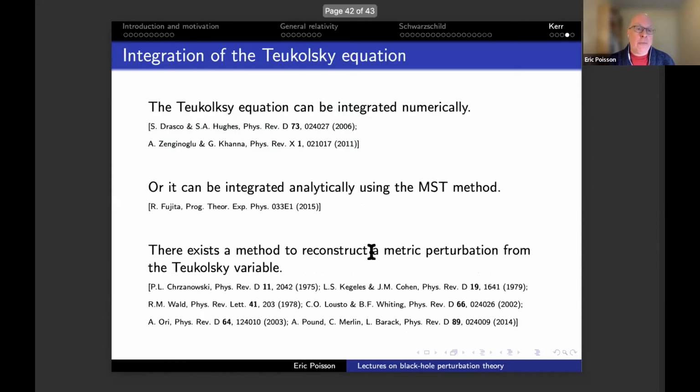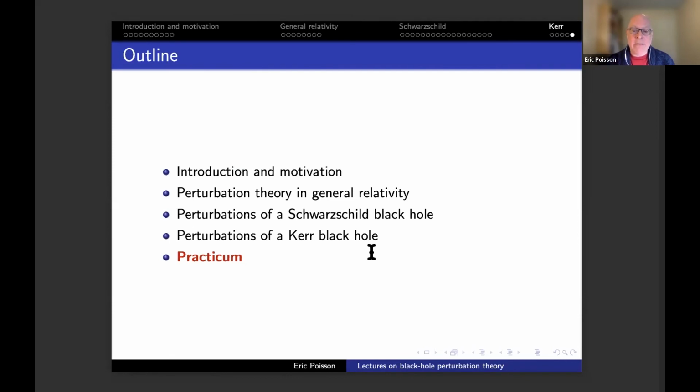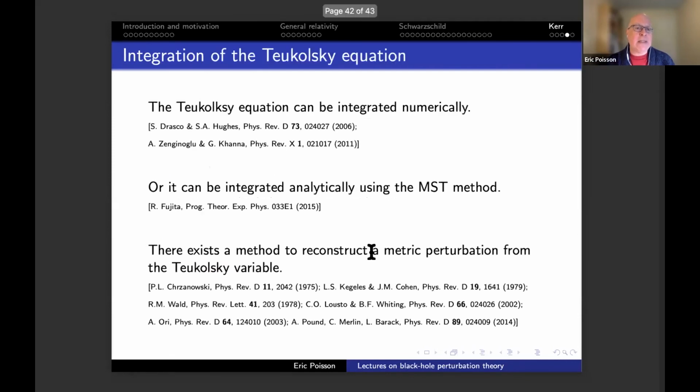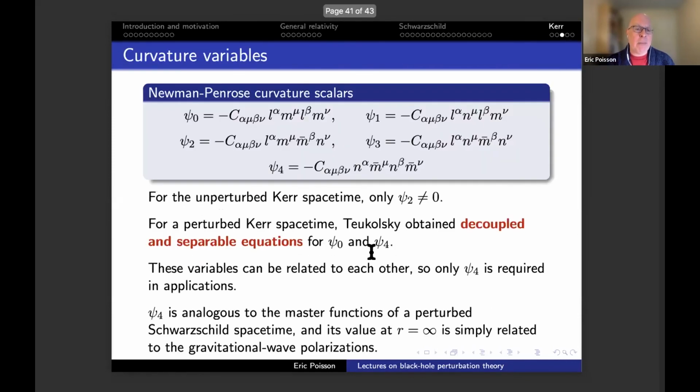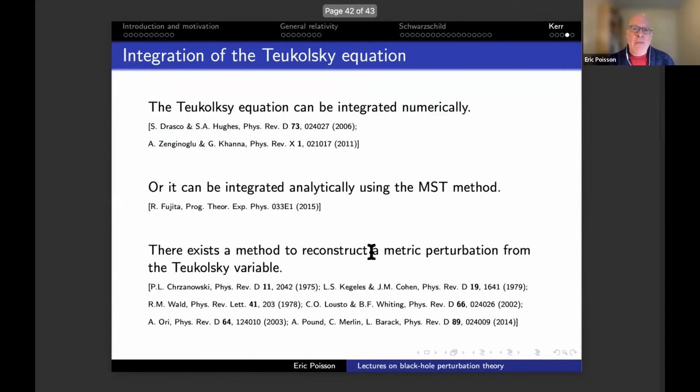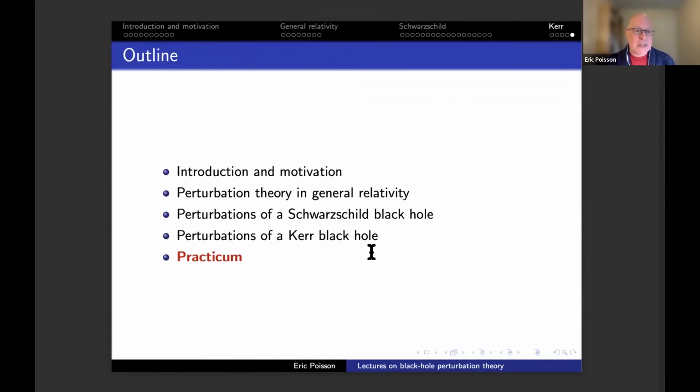So that was a beautiful thing. And here I didn't have the time to go into any details of this. I'm giving you a guide to the literature on this if you're curious. And that's the essential of what I wanted to say about Kerr. And before I really close off for the day, let me just say one word about the practicum.